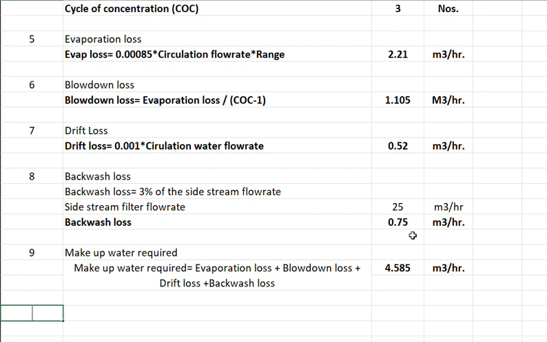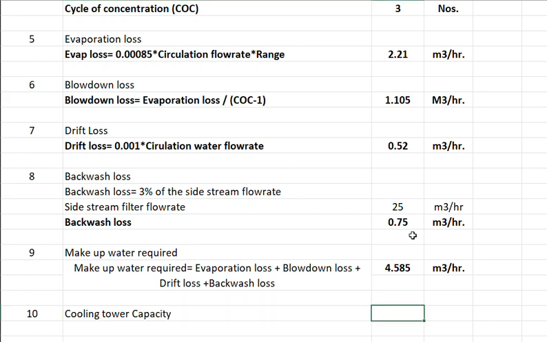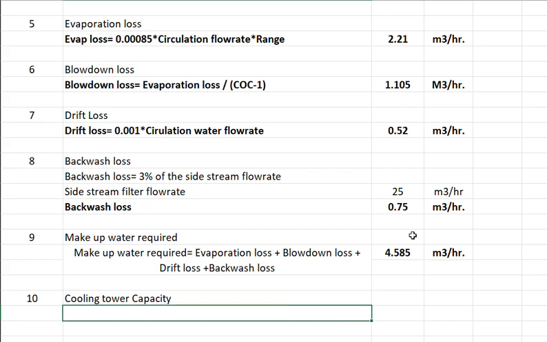Sorry, I just need to mention the cooling tower capacity. How much quantity, or how many TR does the cooling tower require? That TR varies based on the temperature difference assumption. Some cooling tower manufacturers consider 10 as a range, some consider 8 as a range. Here we will simply consider 5 degrees as the range.